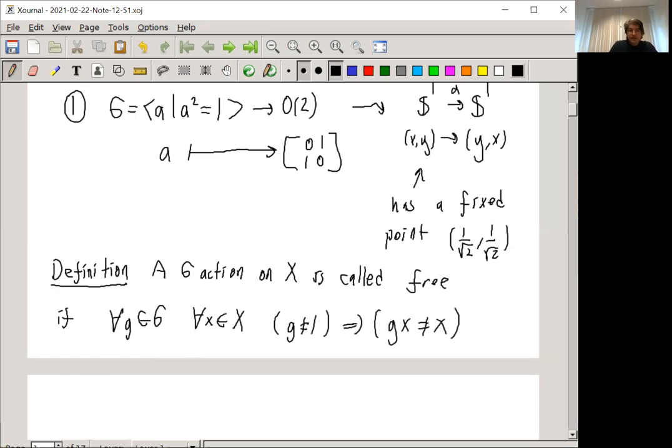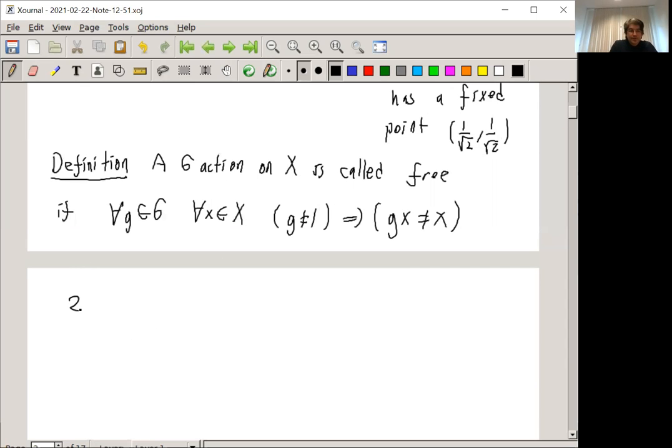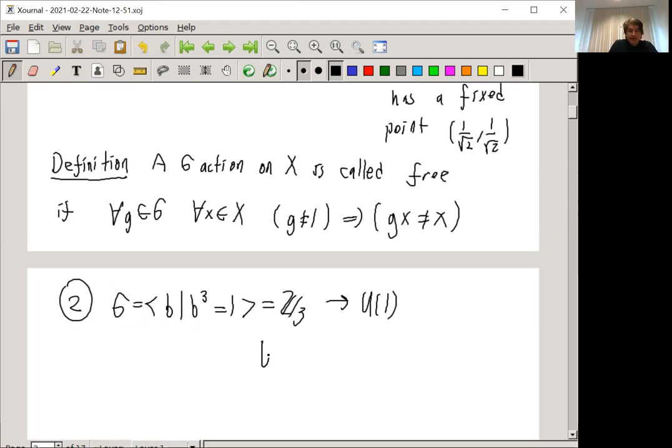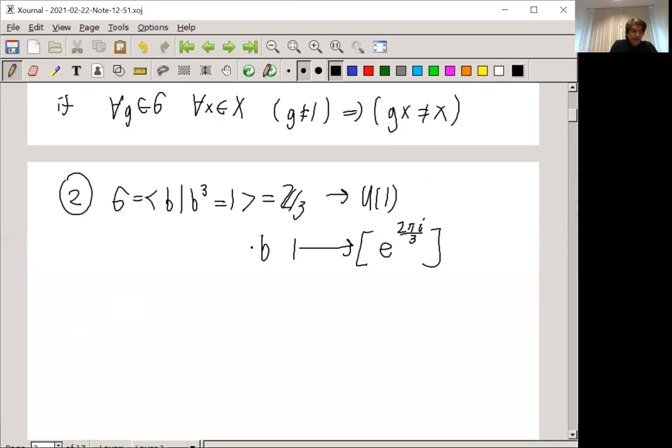Okay, let me give an example of a free action. So let's say G is the cyclic group of order 3. You can send it to U(1) by sending B to the third root of unity, and then this gives you a free action. Okay, this G acts freely on S^1 using this action.